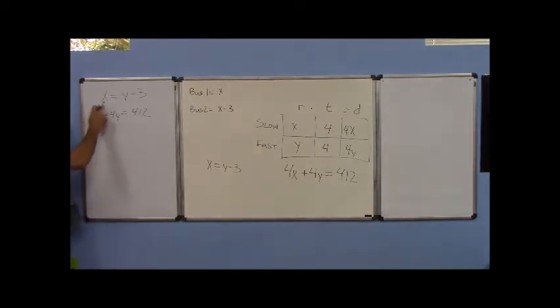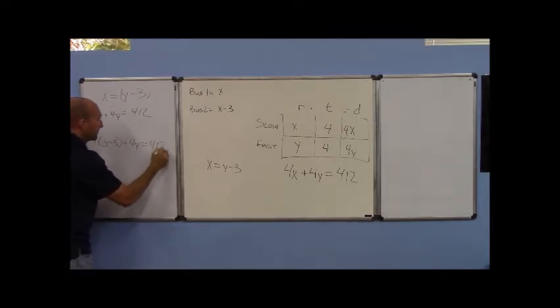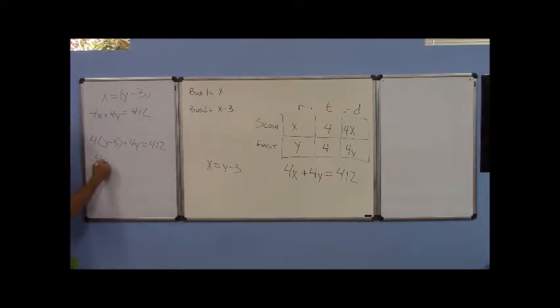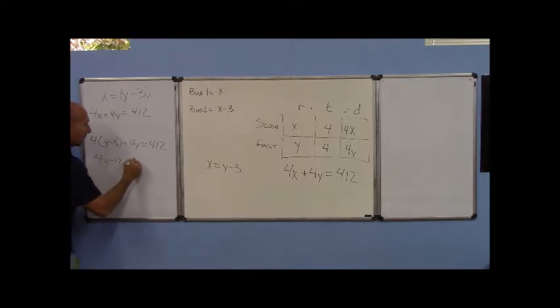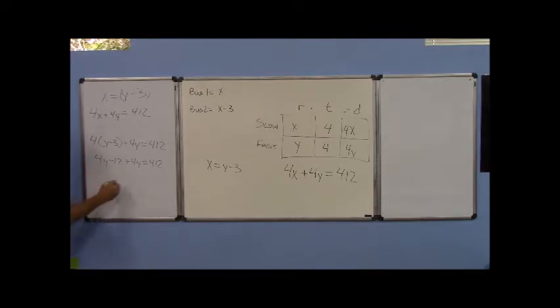Okay? So we can take out x and plug in this value for y in place of it, and then solve for y. So it'll be 4 times y minus 3 plus 4y equals 412. So it gives us 4y minus 12 plus 4y equals 412, and then so on until you find your value for y. Once you find your value for y, you can plug it into either one of these and solve for x.